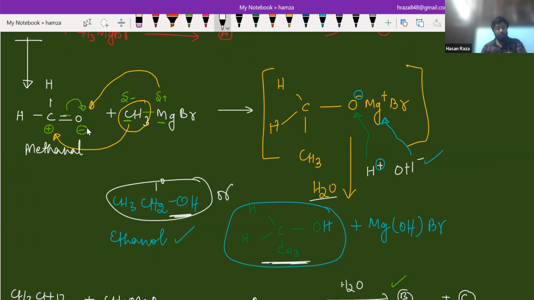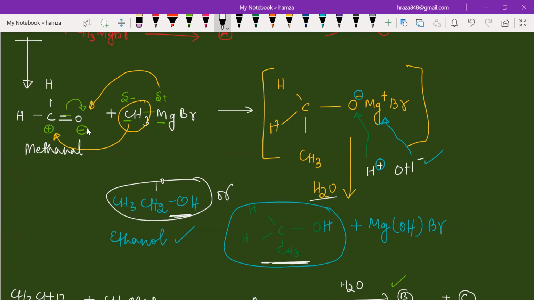So see, the question can be asked: which type of alcohol, either primary, secondary, or tertiary, can be produced with which one of them? Basically, I just want to tell you, aldehyde except methanal gives secondary alcohol when reacted with Grignard reagent. Except methanal, all aldehydes react with Grignard reagent to give secondary alcohol. Is that clear?